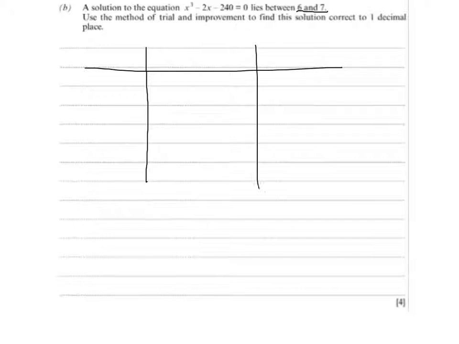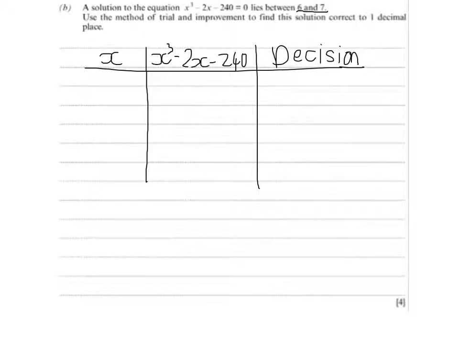So I always do these in a table, 3 columns, where we pick a number for x, we work out what x cubed minus 2x minus 240 is, and you make a decision as to whether that's too big or too small. So if it asks you to verify it's between 6 and 7, you'd have to try 6 and 7 and show that one was too big and one was too small. However, it doesn't ask you to do that, it just says to find the solution to one decimal place.